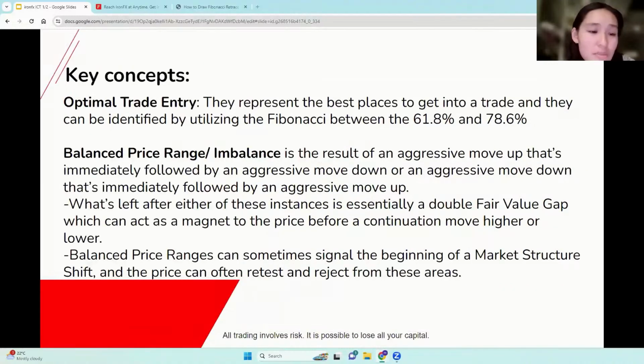Okay, so after optimal trade entry, the next key concept is a balanced price range, or imbalance. This is the result of an aggressive move up that's immediately followed by an aggressive move down, or an aggressive move down that's immediately followed by an aggressive move up.